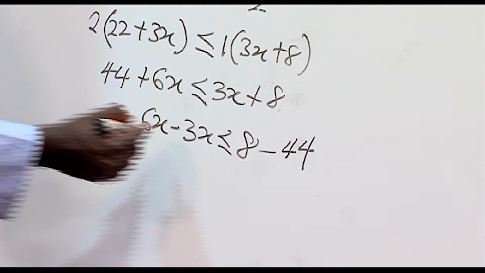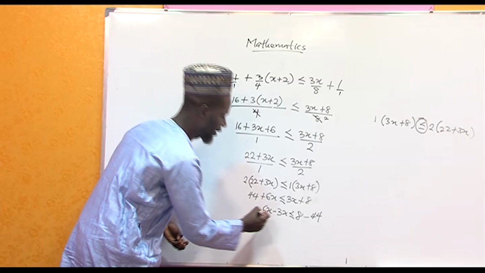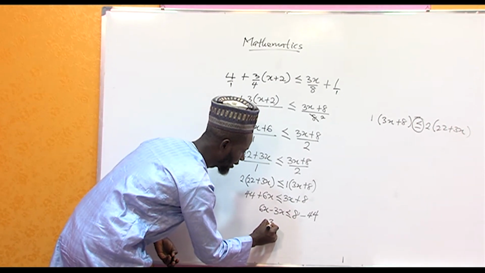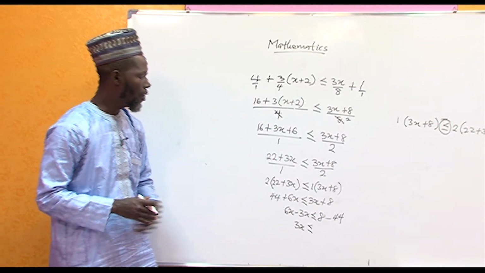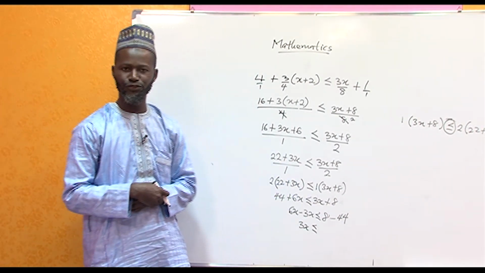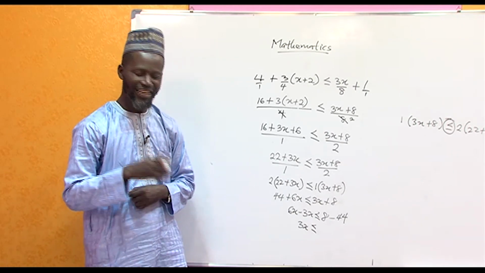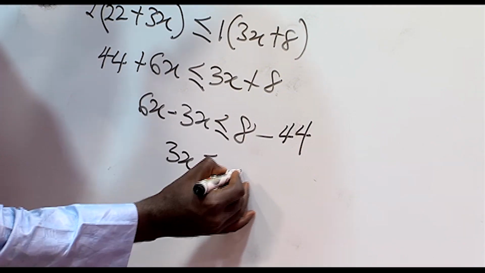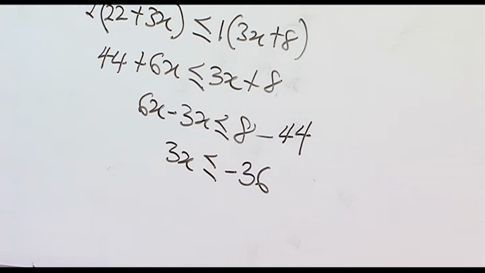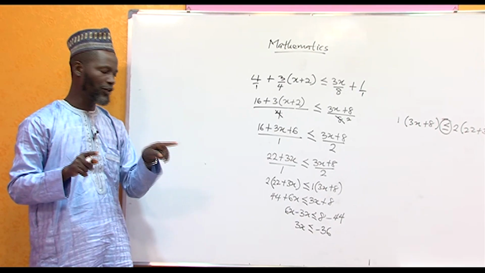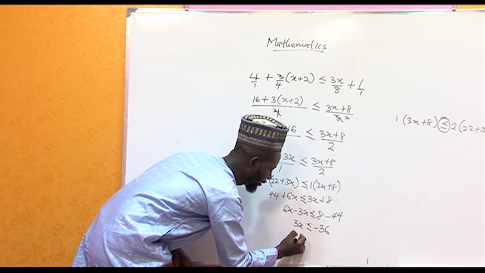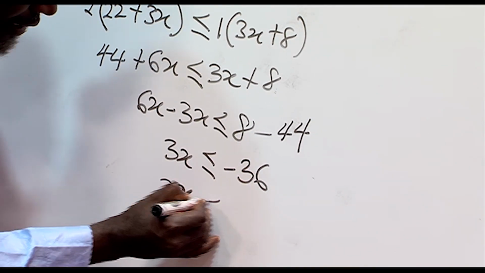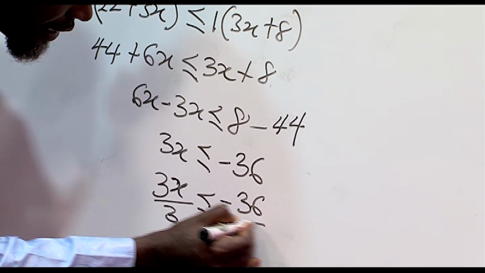So the next thing now is 6x minus 3x, that will give us 3x less than or equal to 8 minus 44, which will give you minus 36. The next thing now is divide both sides by 3, not by minus 3, because the coefficient of x here is 3. So 3x divided by 3 less than or equal to minus 36 divided by 3.